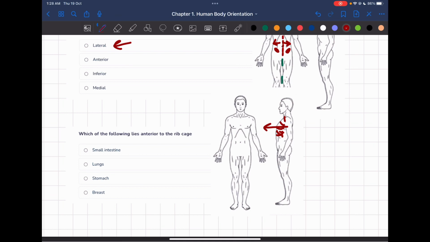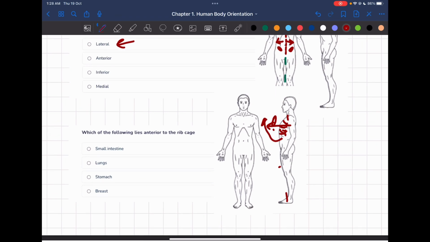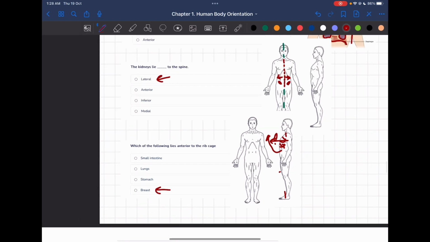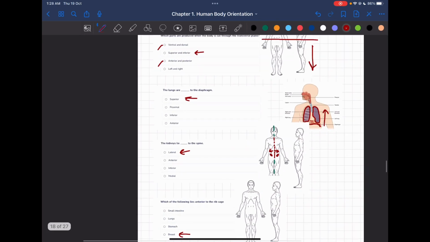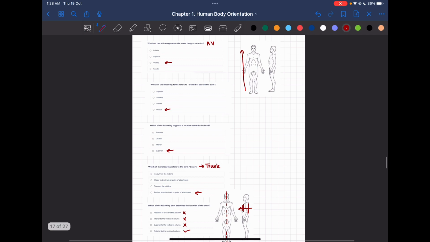Is it your small intestines? Or is it your lungs? Imagine having your lungs here. That's crazy. Is it your stomach? Your stomach gonna be here, like crazy. Or is it breasts? It's obviously breasts because they're outside your body. So it's breasts. So hopefully I helped you with this part. I know it's a bit confusing.